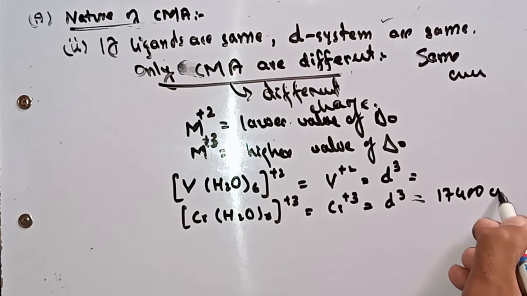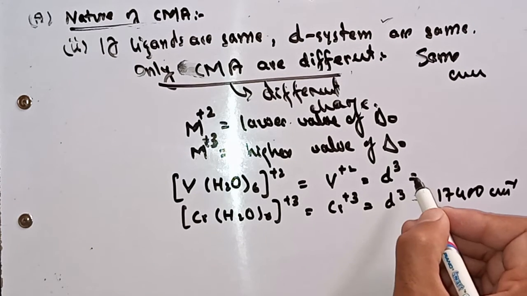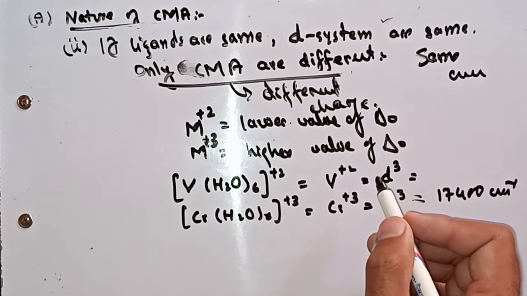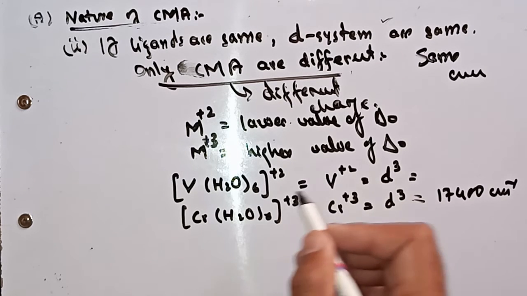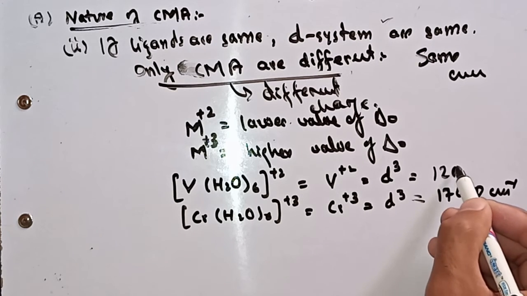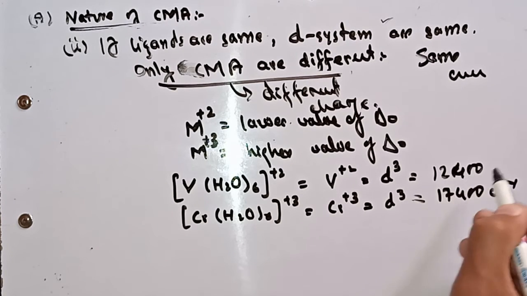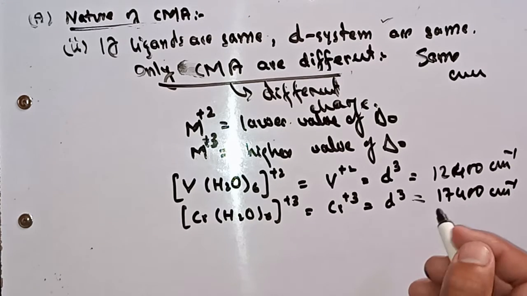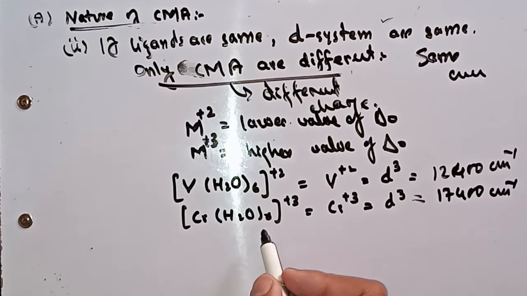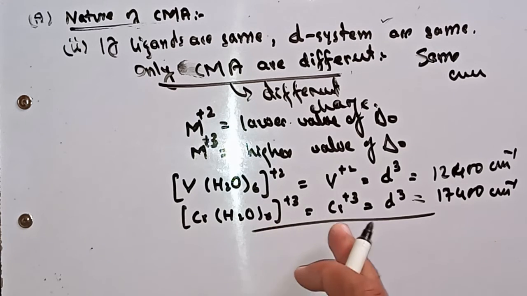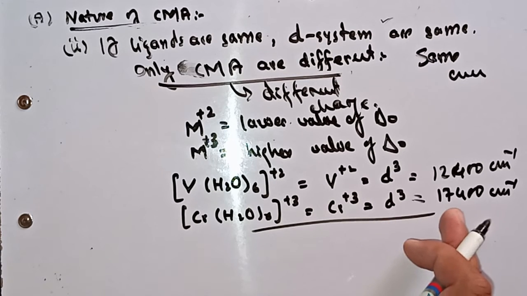17,400 centimeter inverse, while in the case of vanadium plus 2, when the six water ligands interact with the vanadium, the crystal field splitting experimental value is 12,400 centimeter inverse. So here we saw that a high oxidation state will have a high value of del naught.